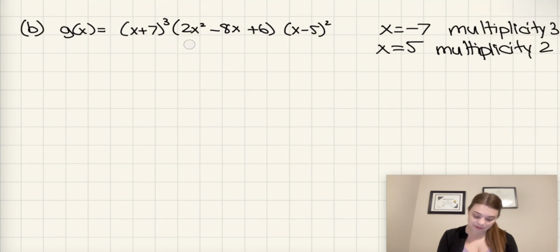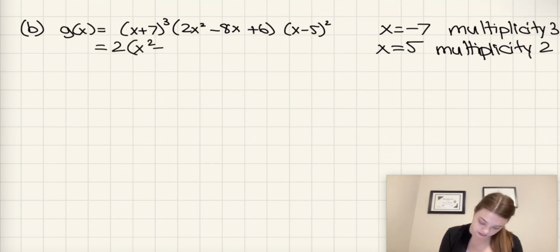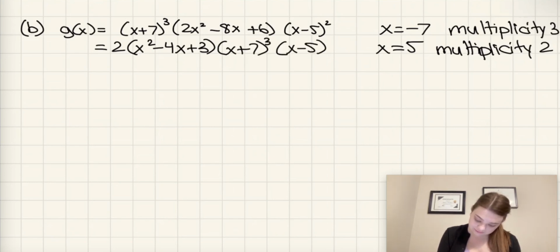So something I noticed right away about this quadratic is we can factor out a 2 from it. So this would be 2 times x squared minus 4x plus 3. And then I'm just going to repeat the x plus 7 cubed times x minus 5 squared. Then what we're going to do is we're going to note that x squared minus 4x plus 3, well, negative 3 times negative 1 is equal to 3, and negative 3 plus negative 1 is negative 4. So this can just be turned into x minus 3 times x minus 1.